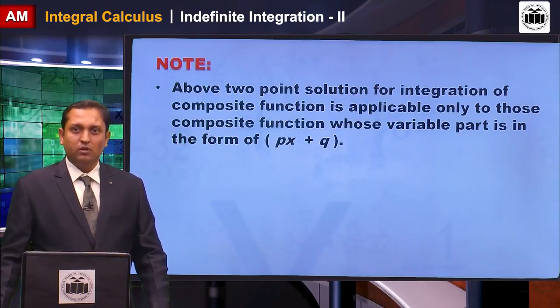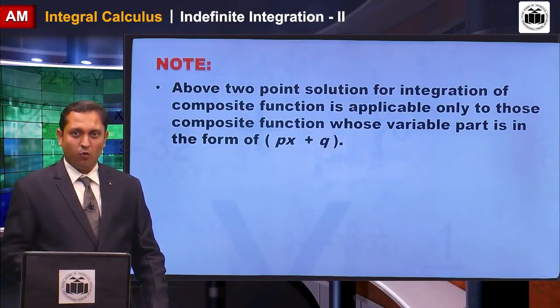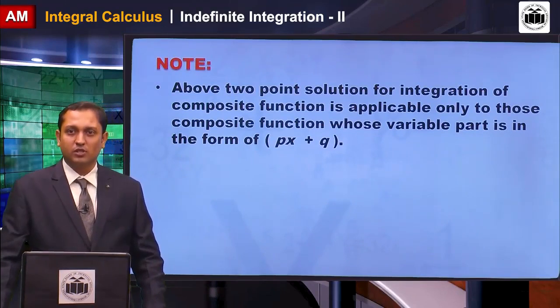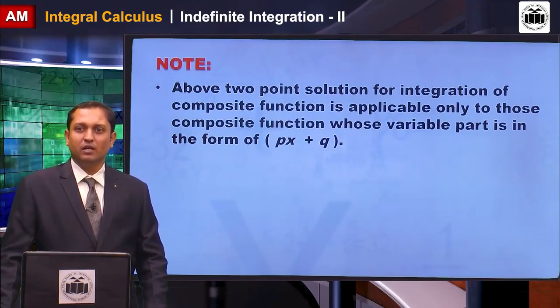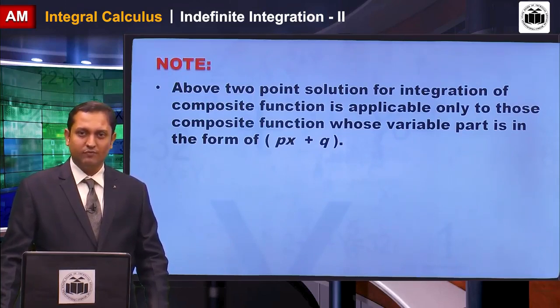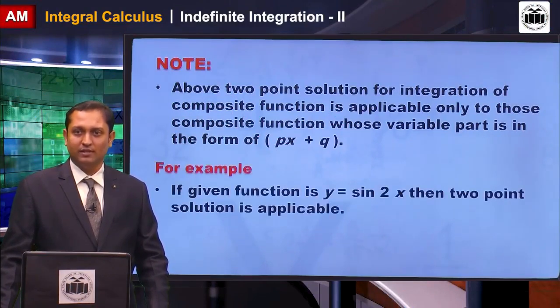One important note to be remembered in this point: the above 2-point solution for integration of a composite function is applicable only when the composite function has variable part as px plus q. If you recollect the two examples which we have just seen, the first one, y equal to sine 2x, in that the variable part was 2x, which was in the form of px plus q. So we could apply the 2-point solution there.